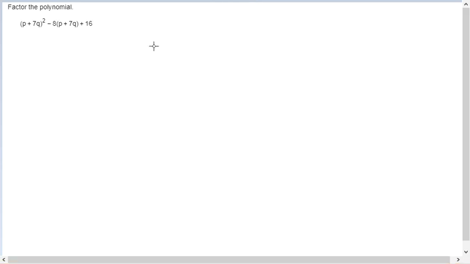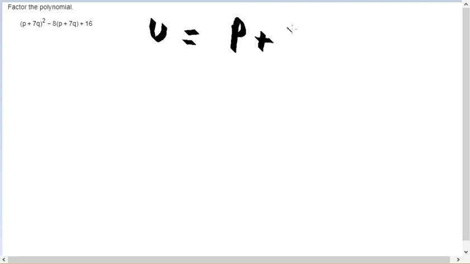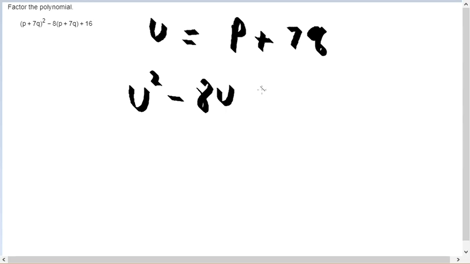Okay, for this one, we're going to use an interesting technique. I'm going to go ahead and say, let's make u just a random variable, and we'll make that equal to p plus 7q, because that's what's inside both of those binomials. So when we're done, we're really going to be looking at u squared minus 8 times u plus 16.